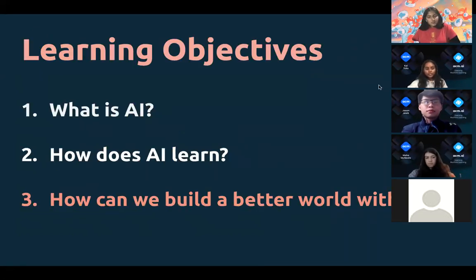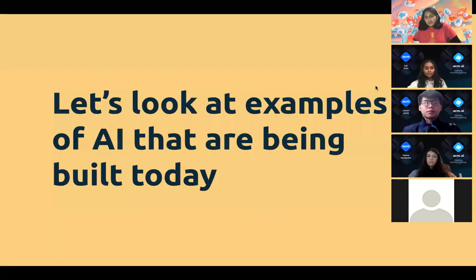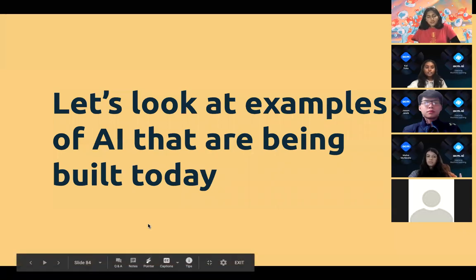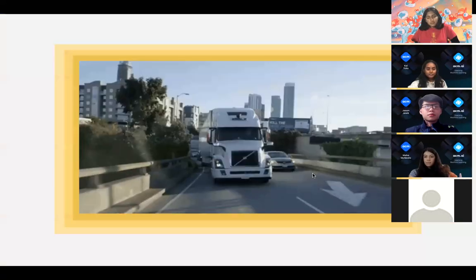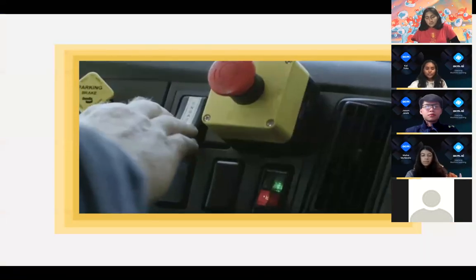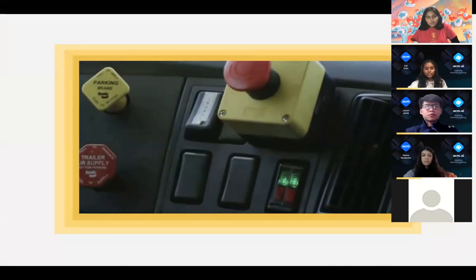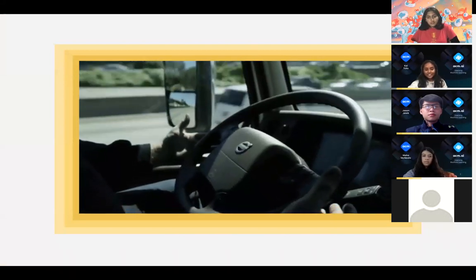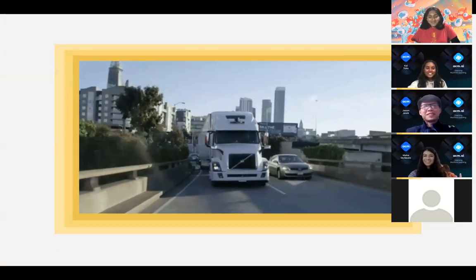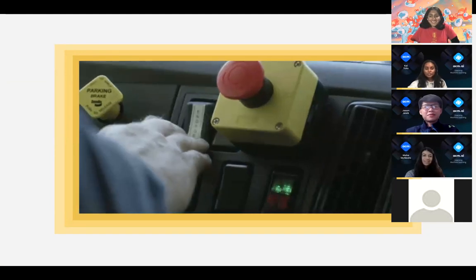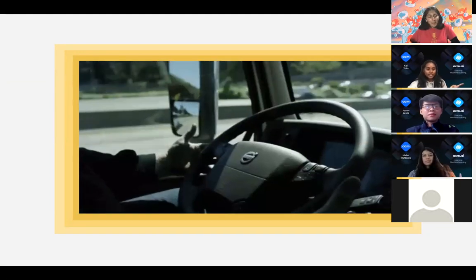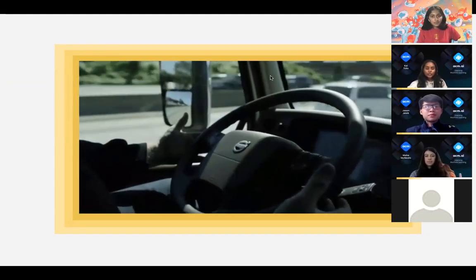So the last thing we're going to look at is how can we build a better world with AI? To do that, let's look at examples of AI that are being built today. First, we have this GIF of a self-driving truck. I'm sorry if you say GIF, I say GIF. We have mentioned autonomous vehicles with the smart car, like Jason said, so hopefully you know a little bit about that.